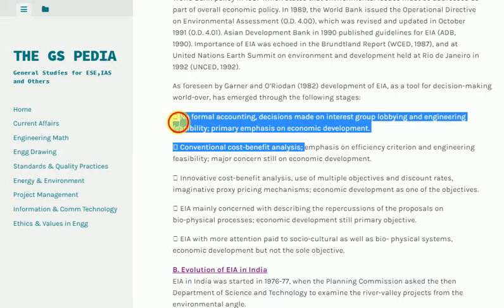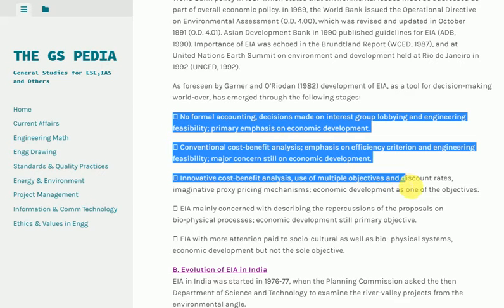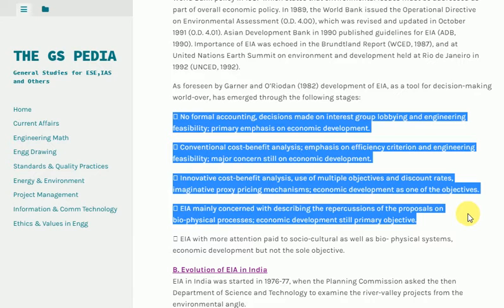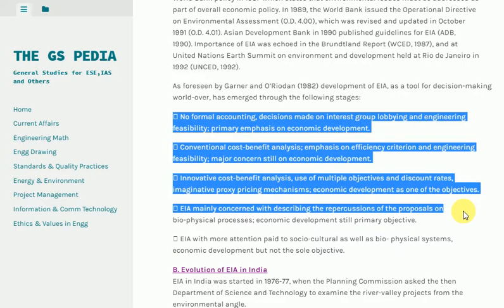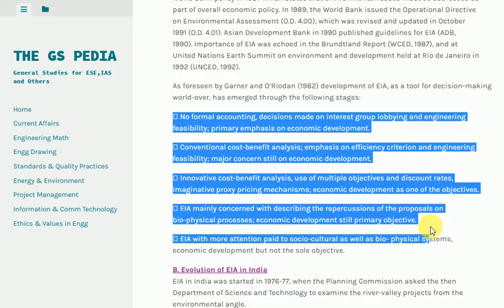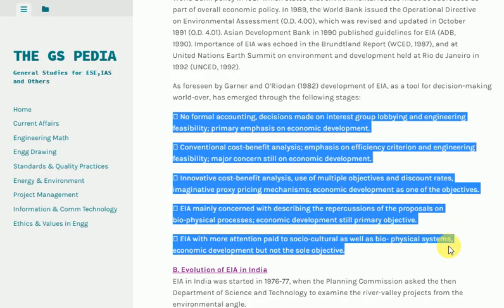Feasibility, with major concerns still on economic development: innovative cost-benefit analysis, with use of multiple objectives and discount rates, and imaginative proxy pricing mechanisms, with economic development as one of the objectives. They are mainly concerned with describing the repercussions of their proposals on biophysical processes, with economic development still the primary objective. Then, with more attention paid to sociocultural as well as biophysical systems, economic development is not the sole objective.